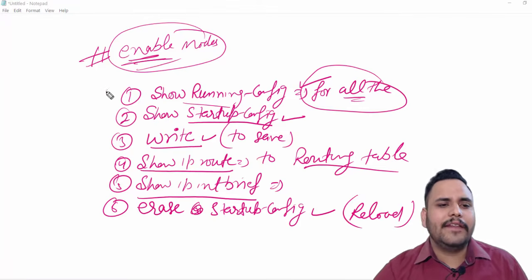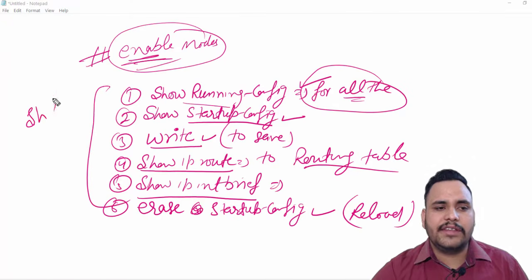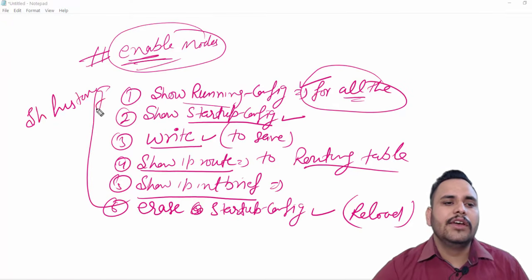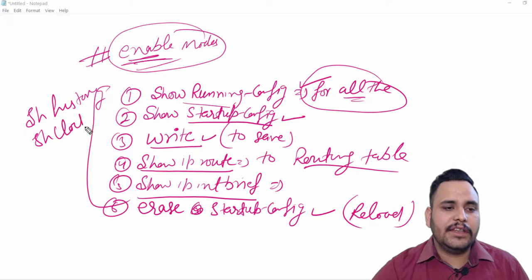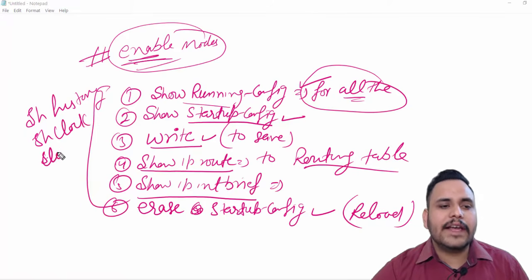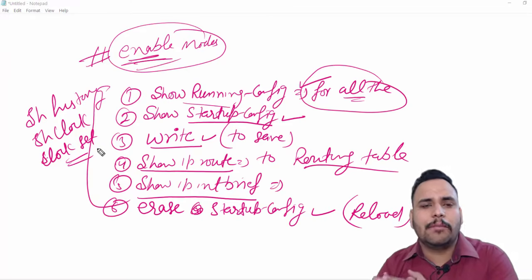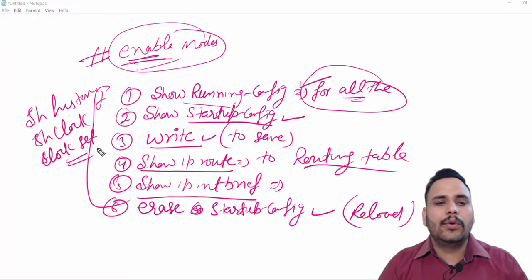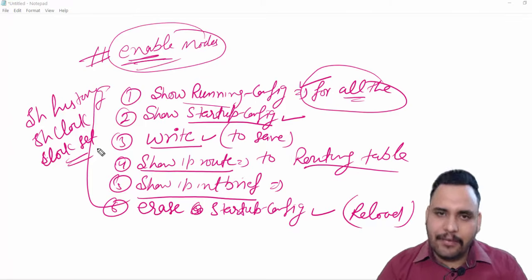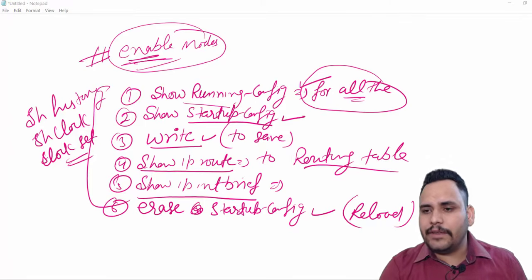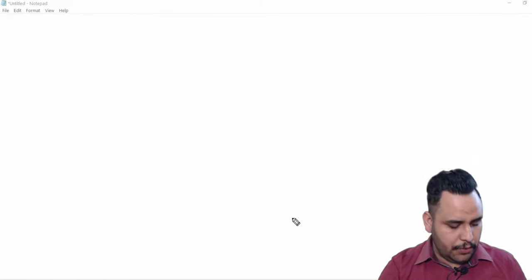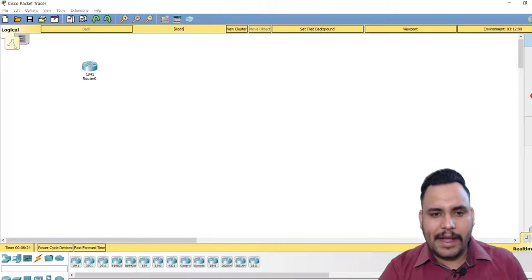There are so many other commands. Show history is there if you want to see the history. Show clock is there to see the time, and clock set is there to set the time. One by one, when we do some practicals, I will let you know and explain each and every command of the router. After this, let's move on to Cisco Packet Tracer.